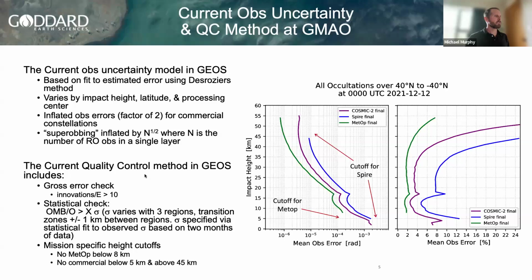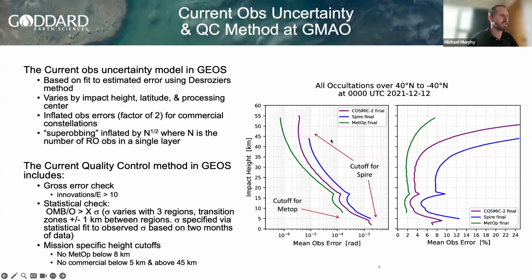So the current method used at GMAO is very similar to what was described in the previous talk that's used at NCEP. Some key differences are in how commercial RO is treated at GMAO. So commercial RO is inflated by a factor of 2. It's observation errors. And there's also different cutoffs that are given to different constellations using this system.